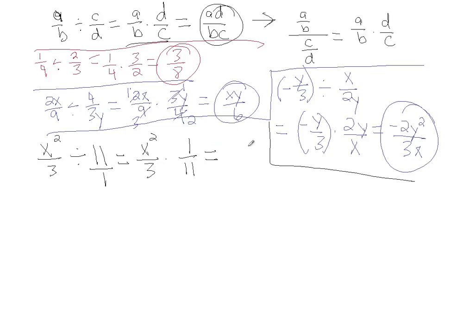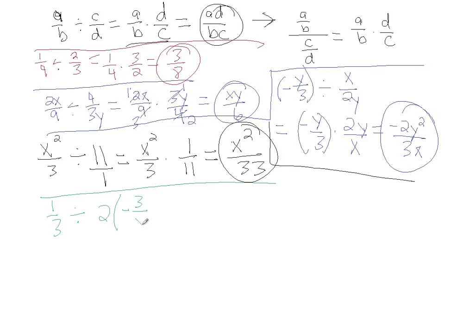x squared times 1 is x squared. And the denominators, 3 times 11 is 33. We have x squared over 33. Let's take a look. Let's see, we have 1 over 3. This is our next example, divided by 2 times y minus 3.